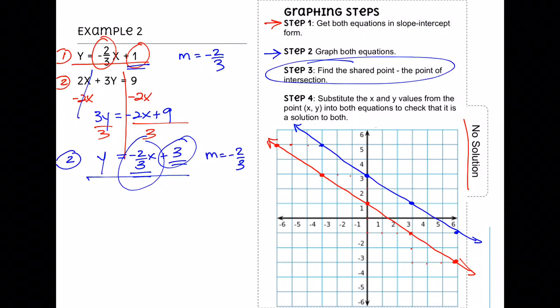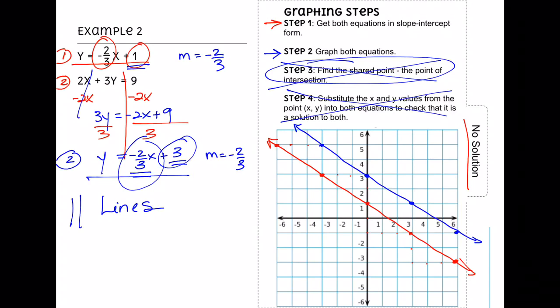How can we possibly do number 3? So I want you to X out step 3 and step 4. They don't make any sense when we have this special case of parallel lines. So for parallel lines, our system has no solution. Again, we can represent that with the words no solution or empty set. We've got one more to go.